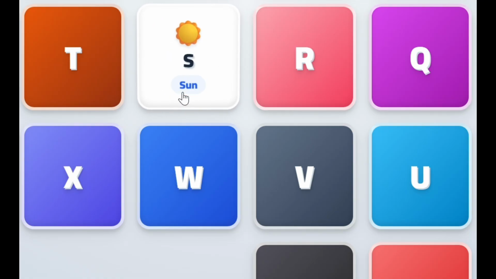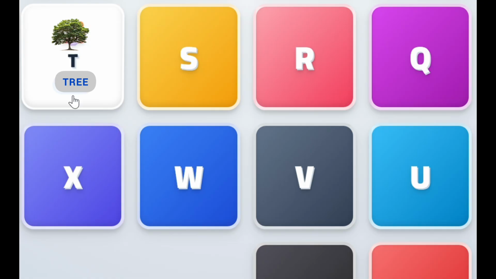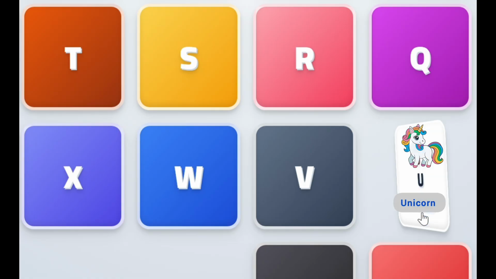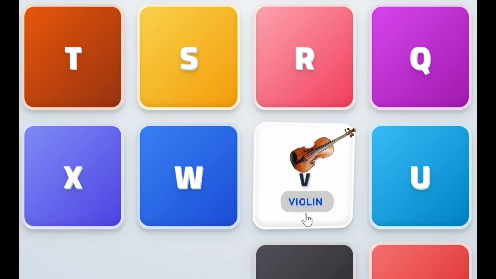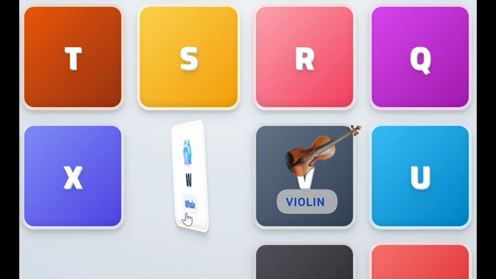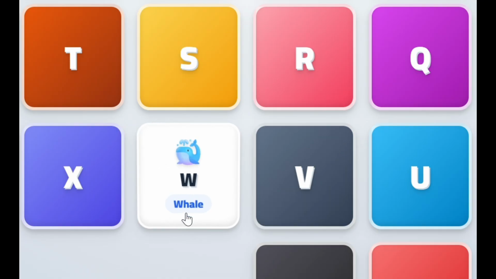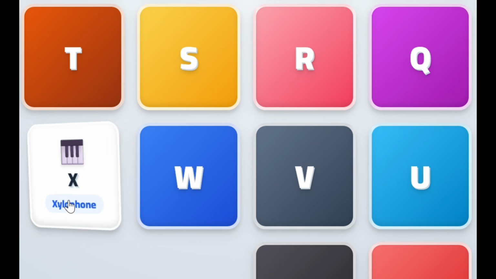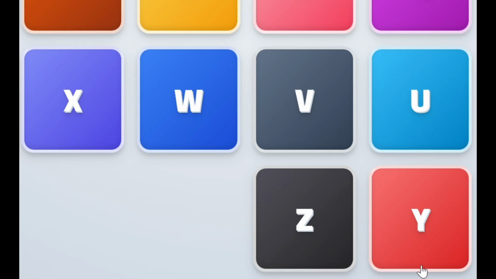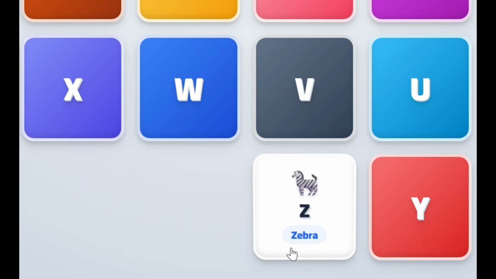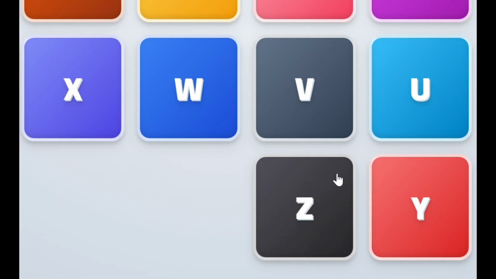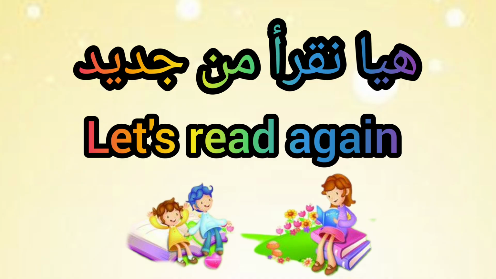sun, T for tree, U for unicorn, V for violin, W for whale, X for xylophone, Y for yo-yo, Z for zebra. We sang the whole alphabet.